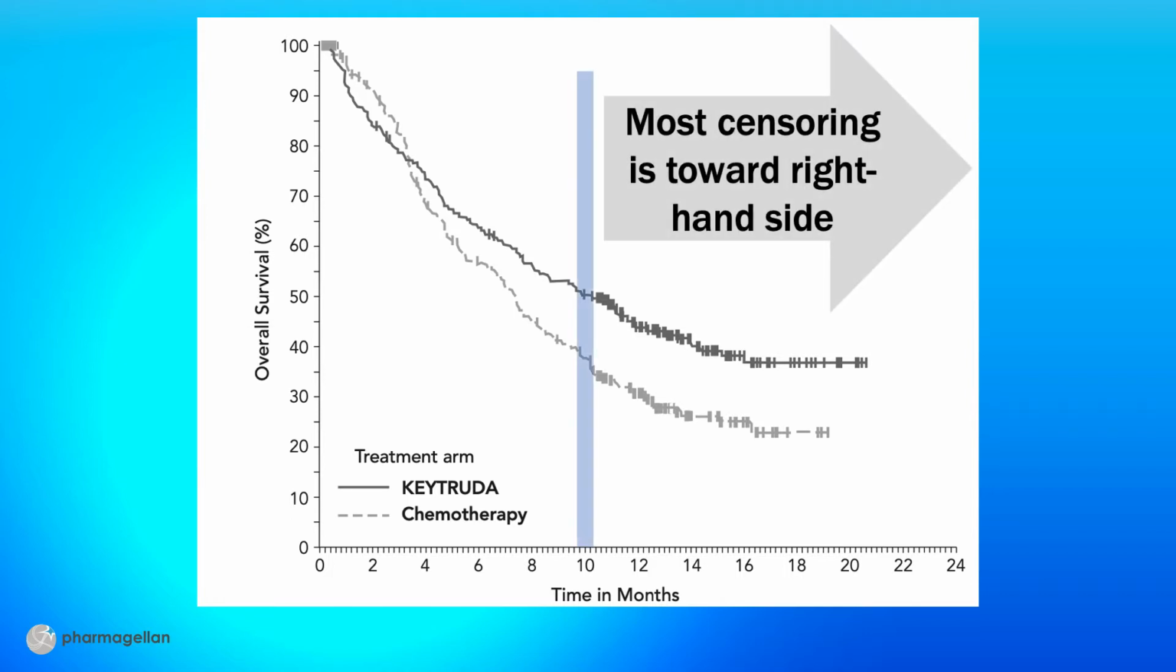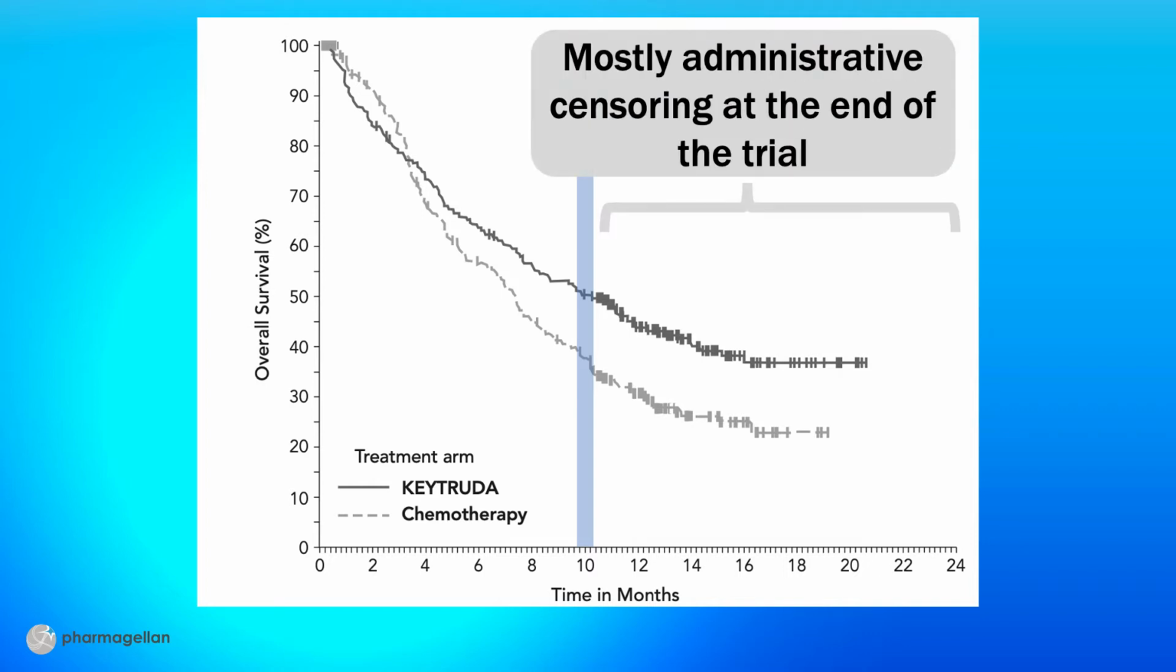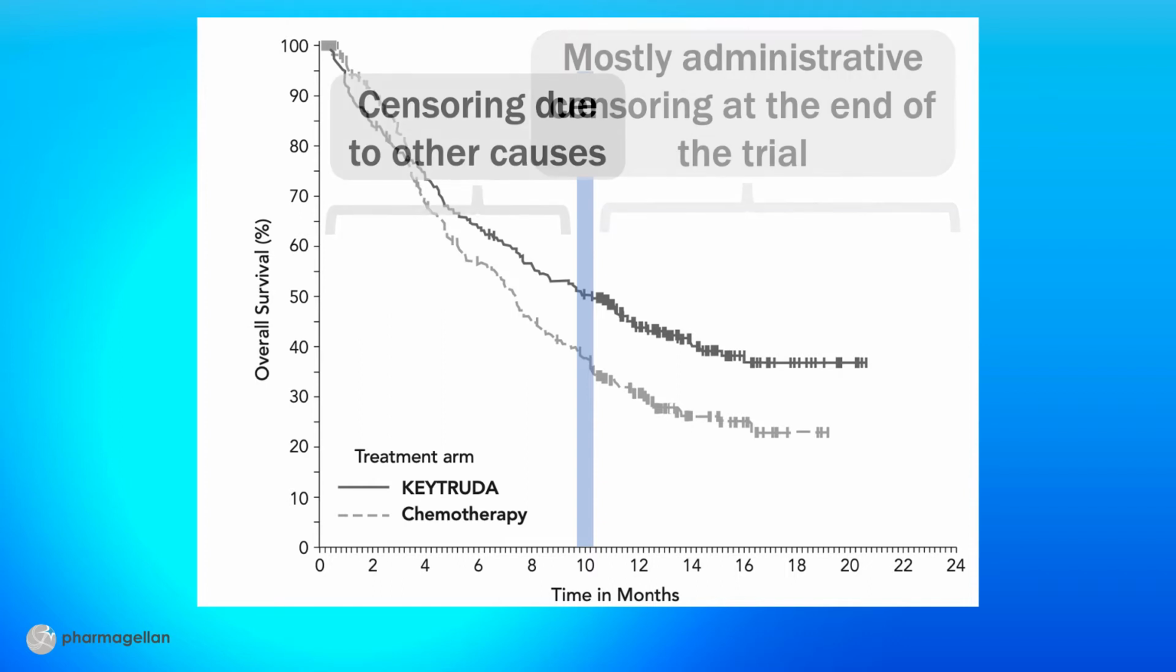The censoring hash marks in this figure are mostly concentrated on the right-hand side of the graph. That's pretty typical because a lot of censoring is so-called administrative censoring, which happens when the trial ends. In Keynote-45, the minimum follow-up was about 10 months, so you'd expect relatively few patients to be censored before that time point. And that's what we see. Most of the hash marks are beyond that point, and they're probably patients who were recruited later during the trial.